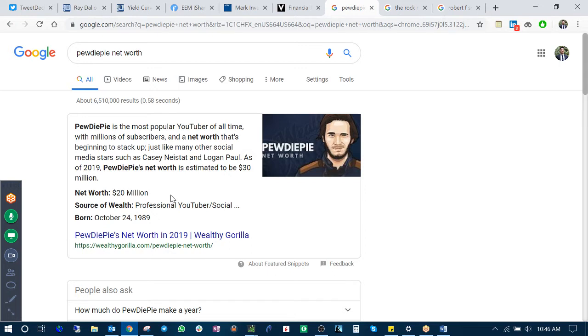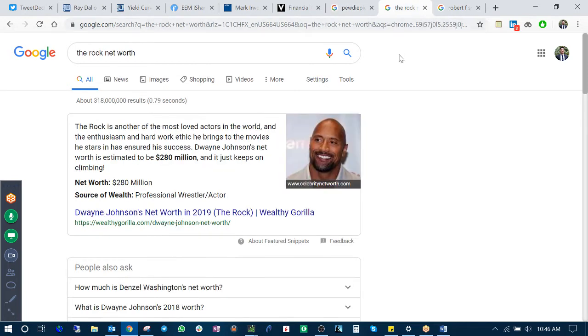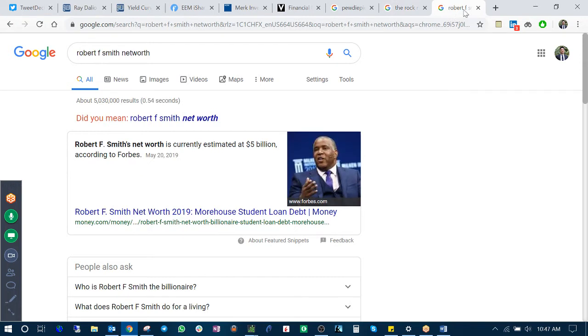True. You're right. But I'm just saying, I think from this perspective, the owners of Google are making more money thanks to him, right? Because he's building a platform there. Every video he puts up, he's building out Google, YouTube. But this is just my observation, right? The Rock's at 280 million, Robert F. Smith's at this, and then some guys that I've just never heard of are worth a lot of money.